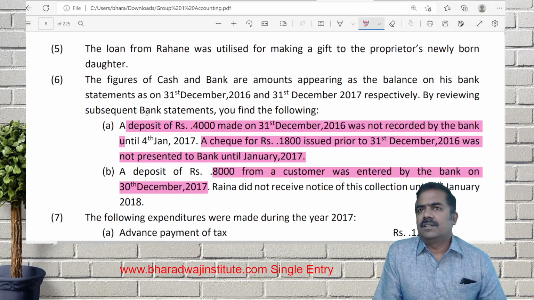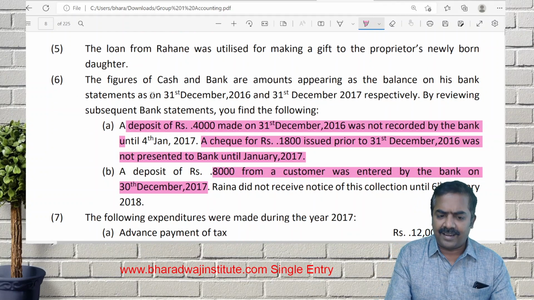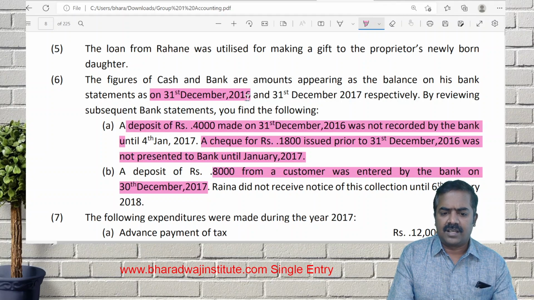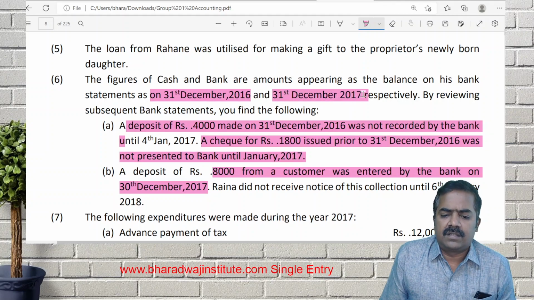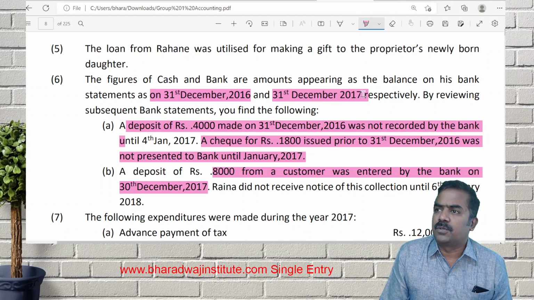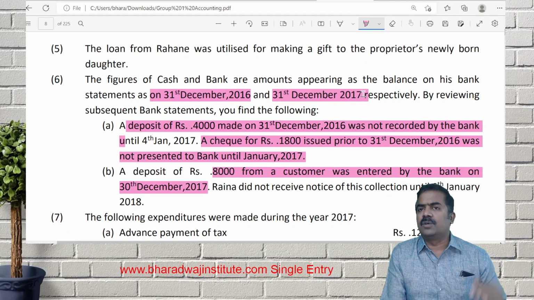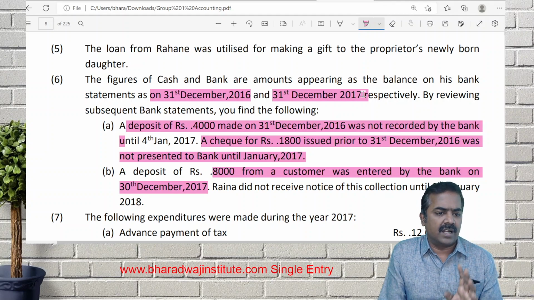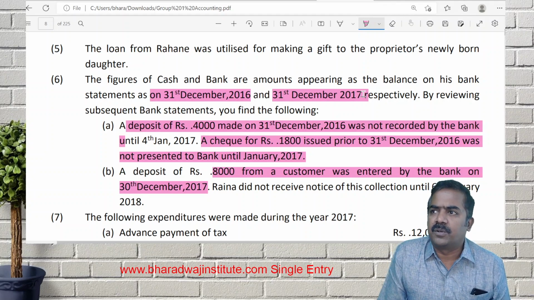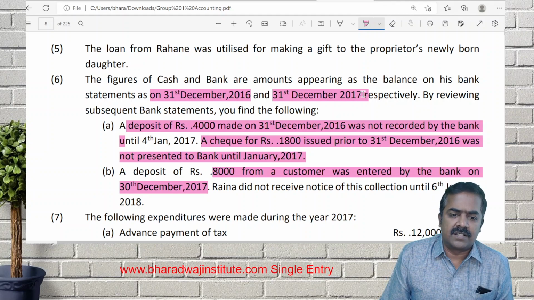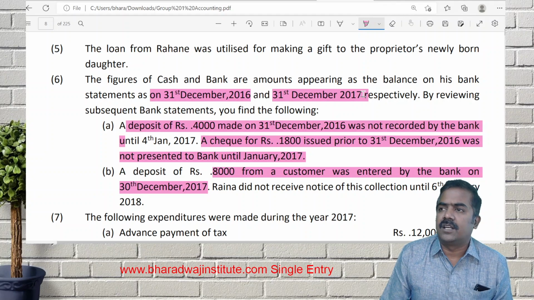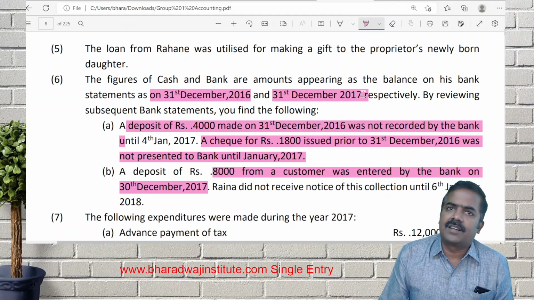Then I request you to think logically and work out the correct cash balance or bank balance to be taken for 31st December 2016 and 2017. Read all the working notes and try to understand. What is the first working note we are going to do? The corrected or adjusted cash balance to be recorded in the balance sheets, on 31st December 2016 and 31st December 2017. Try it.